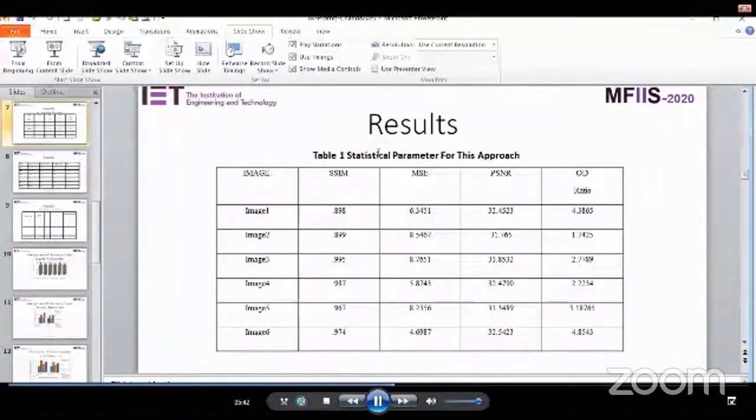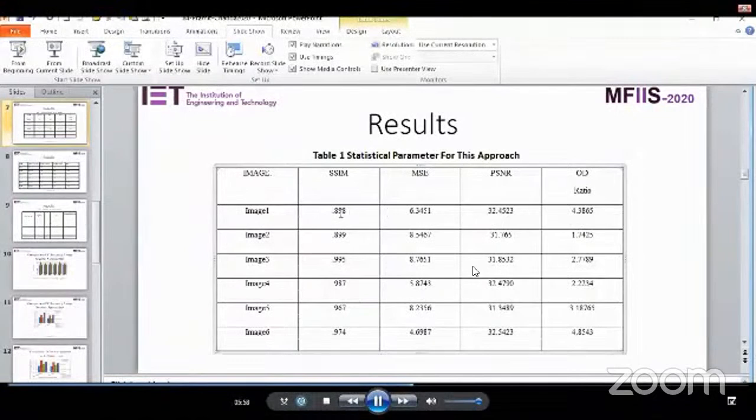Here are some of the statistical parameters in the results: SSIM, MSE, PSNR. PSNR is the peak signal to noise ratio. As per the first and last images, PSNR is quite higher and MSE is quite lower. That indicates the image quality parameters are good.